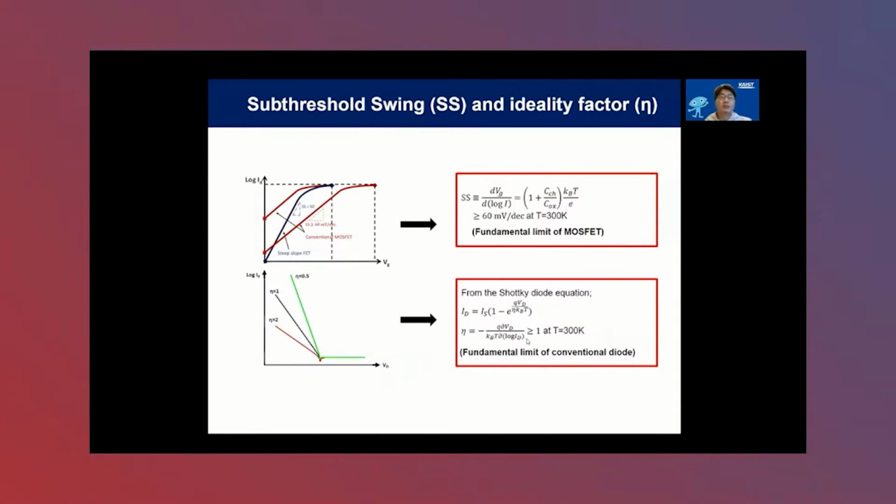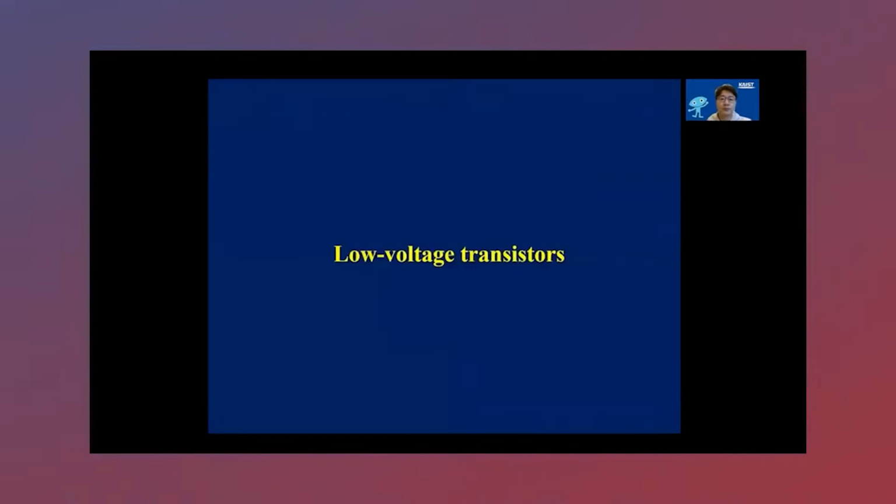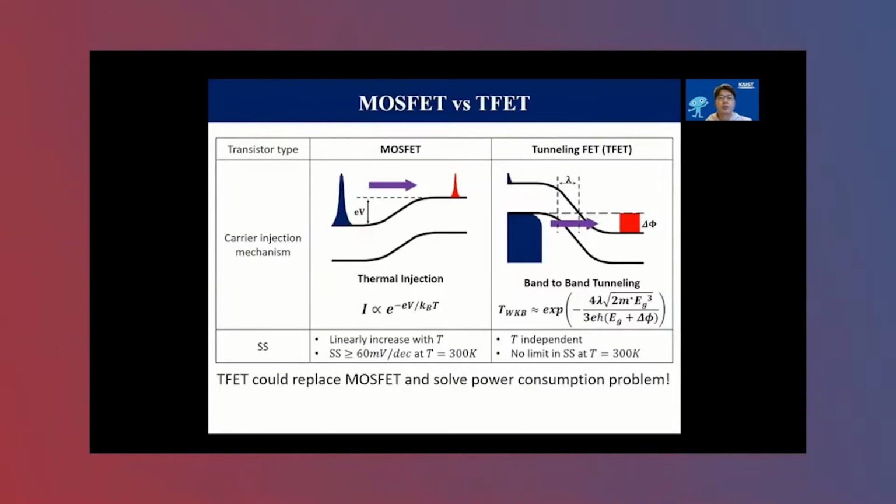So my research goal here is to overcome both these limitations of the conventional transistors and also the conventional diode. Let me start with the low voltage transistors. Alternate transistors are required. Among them, tunneling FET is one of the most promising alternate transistors.